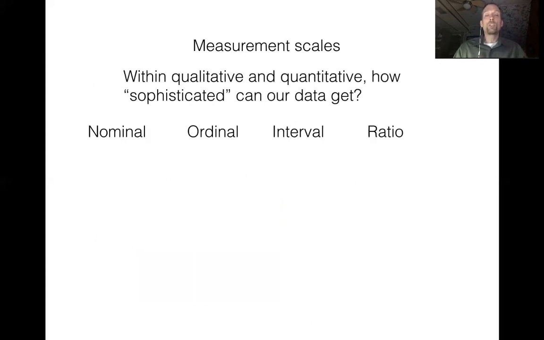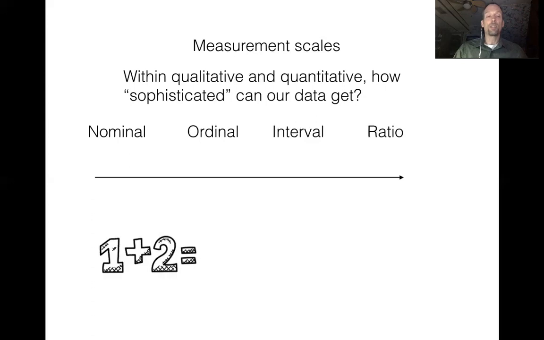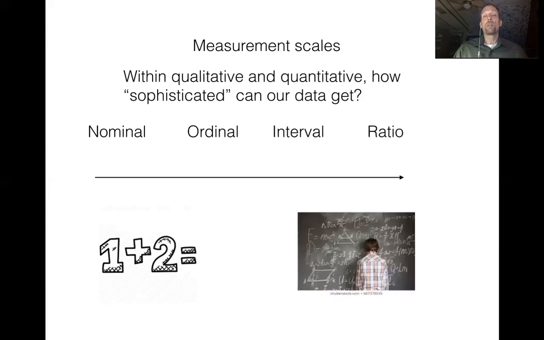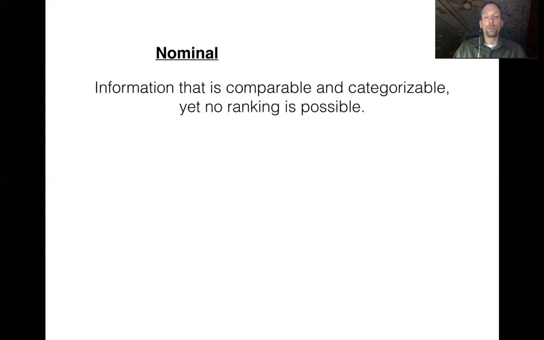Now, across continuous data and discrete data, we have different levels of sophistication of how sophisticated your data can get. We have 4 broad scales that we're going to look at: nominal, ordinal, interval, and ratio. As we go from left to right, we're going to find out that nominal data is the simplest stuff. There's not a whole lot of analysis we can do with it, while ratio is more useful for analysis, and we can do a lot more with it. So let's take a look at nominal data first.